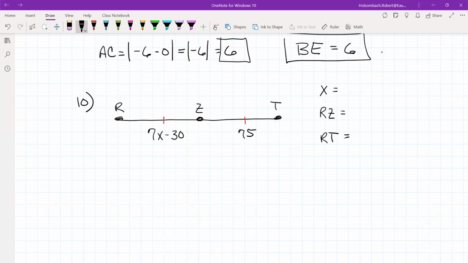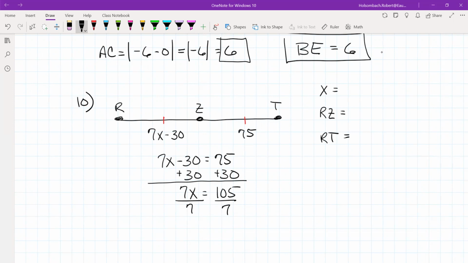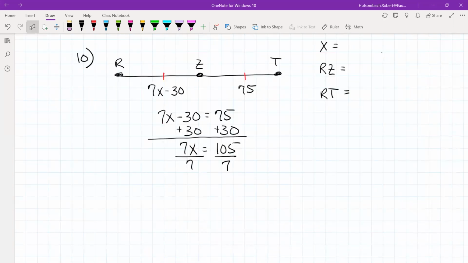Well, if Z is the midpoint and the two segments are equal to each other, 7x minus 30 equals 75. Add 30. 7x equals 105 and divide by 7. So 105 divided by 7. We get an x that's equal to 15. So there's the first part of our question, x equals 15.